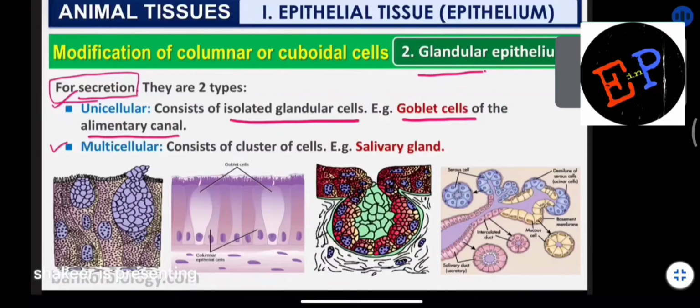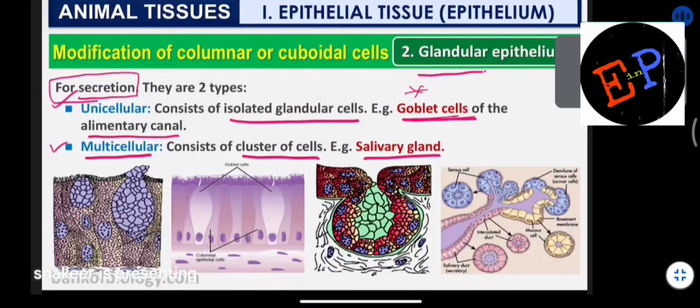In the alimentary canal, we have specialized cells called goblet cells. These goblet cells are made up of glandular epithelium, and they are unicellular. Unicellular means just a single layer of cells will be present. Clear? Multicellular consists of a cluster of cells, a group of cells. Example is salivary glands. So goblet cells as well as salivary glands are made up of glandular epithelium in simple tissues.